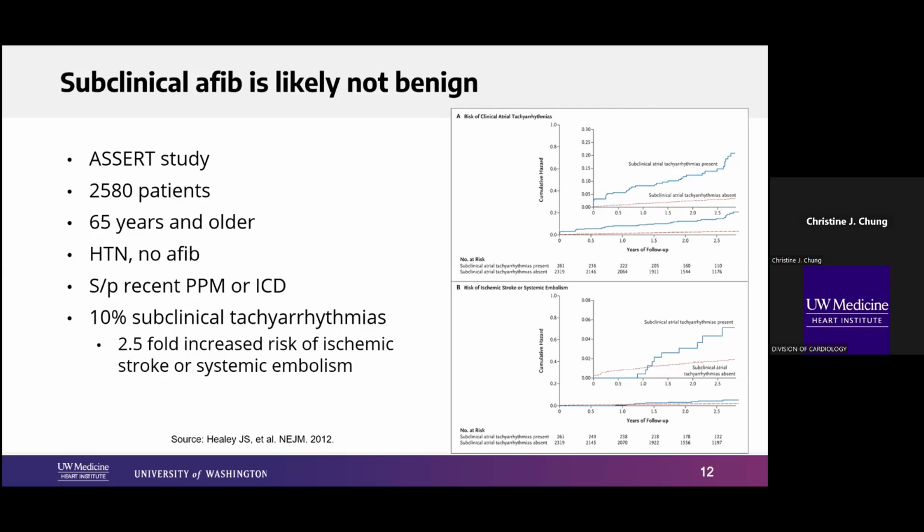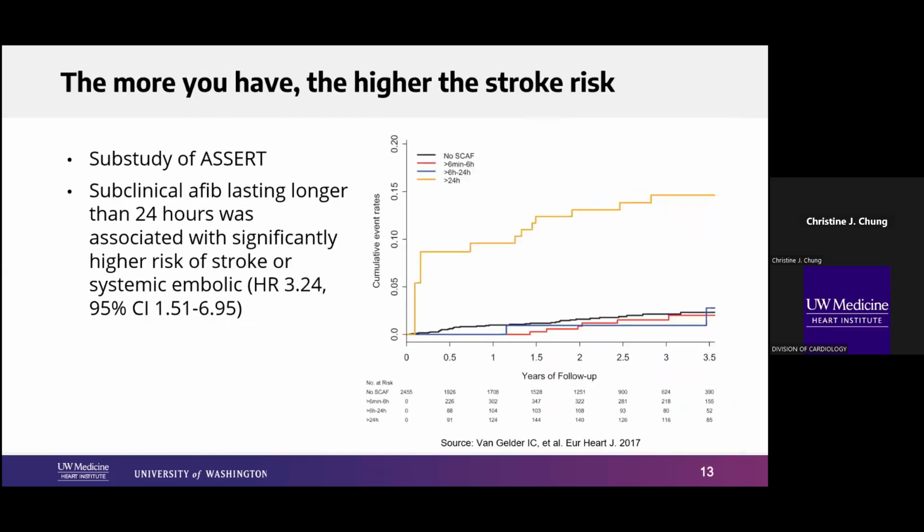Okay, wonderful. So a further sub-study was done of this group of patients that had subclinical tachyarrhythmias, and the researchers stratified them based on the duration of these episodes. You can see here that they broke them down into people that had more than 6 minutes but less than 6 hours, 6 hours to 24 hours, and then more than 24 hours.